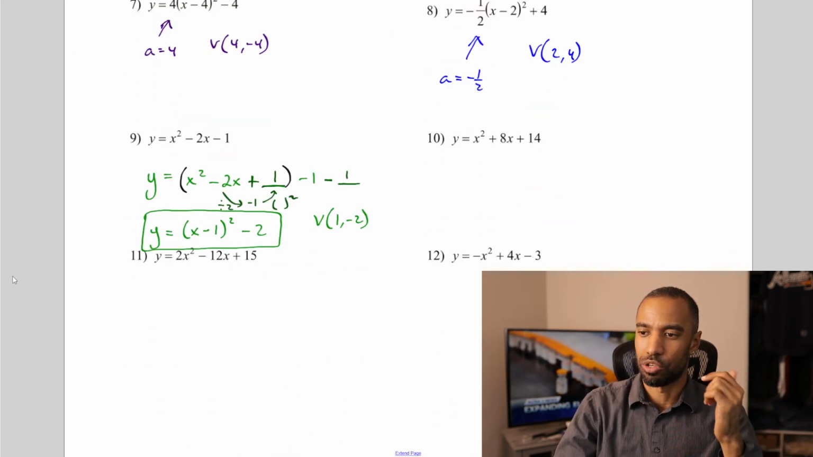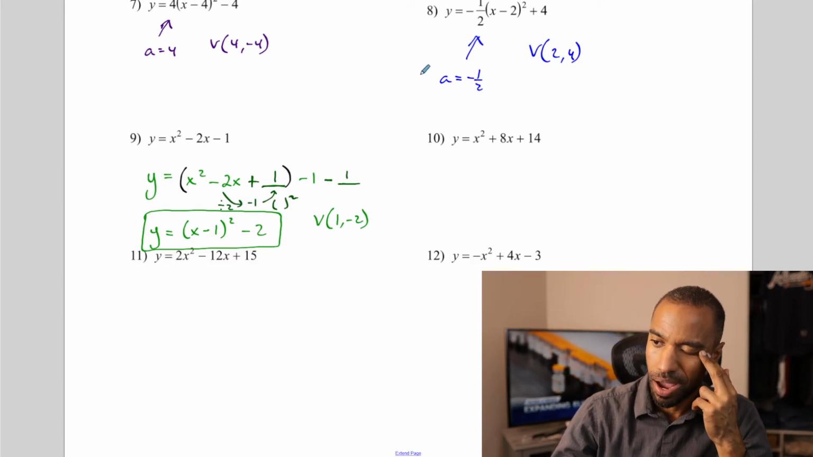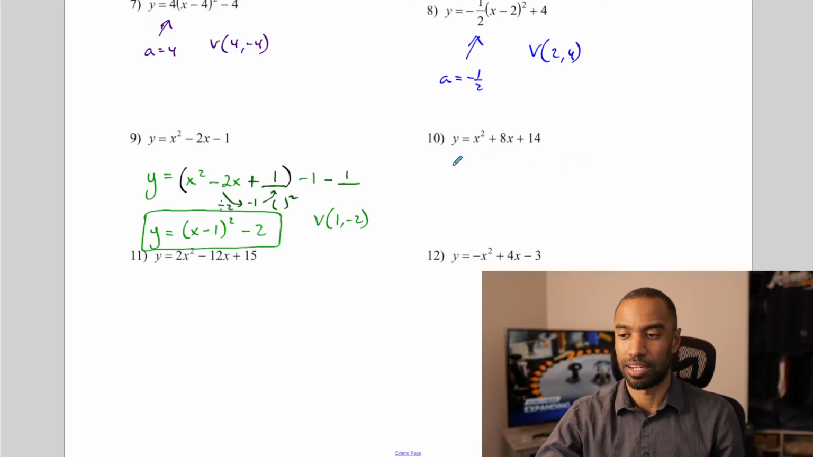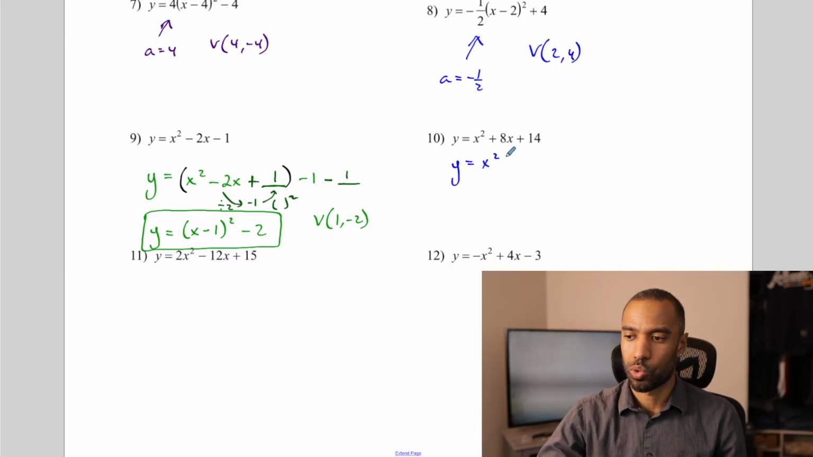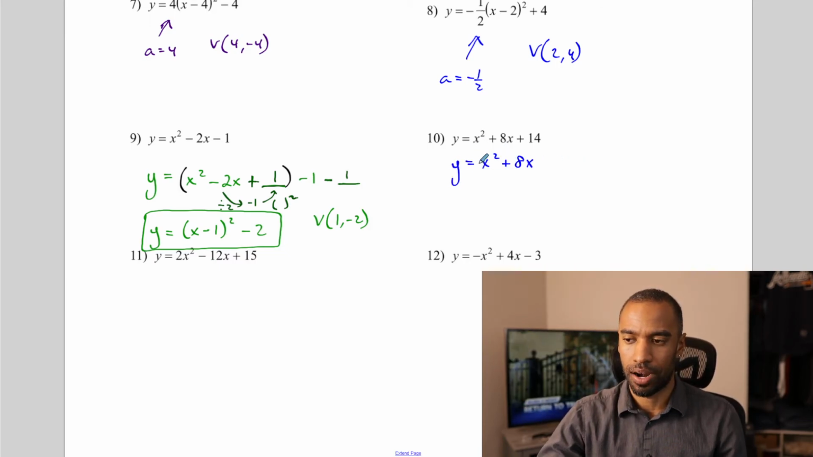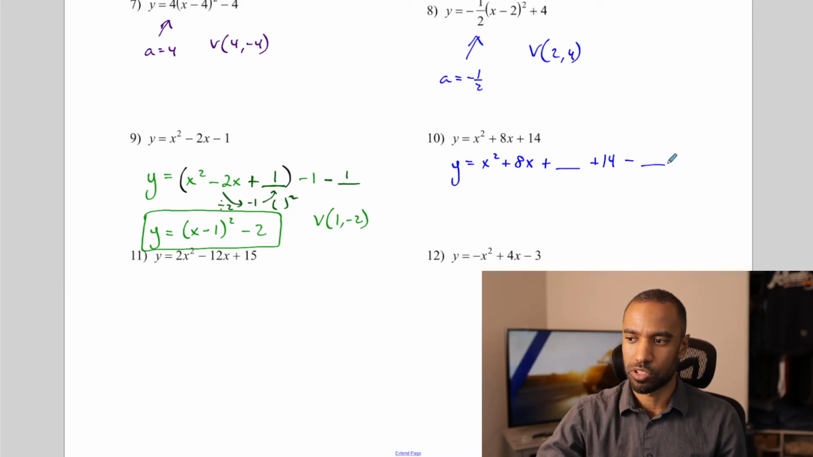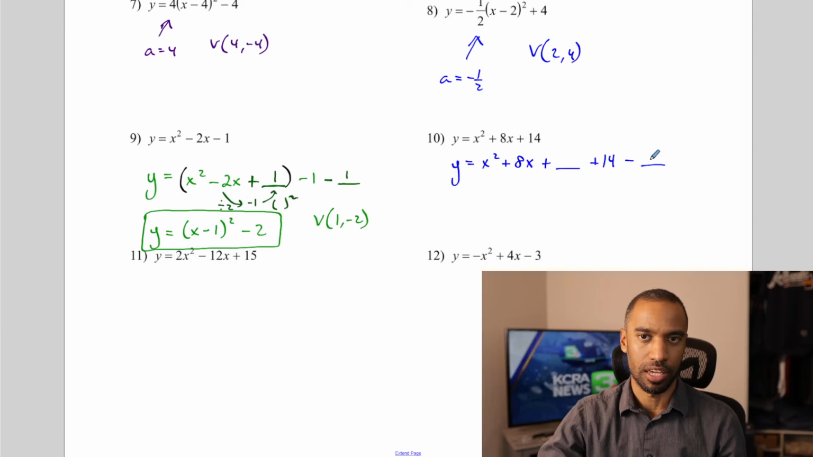So let's continue forward and look at number 10. y equals x squared plus 8x plus 14. I'm going to do the exact same thing I did last time where I use the x squared plus 8x. Remember, it is a 1x squared. I need a 1x squared to do this, and I'm going to add something here to complete the square. Now the 14 still exists here, and whatever I add over here, I also have to subtract because I'm on the same side of the equation.